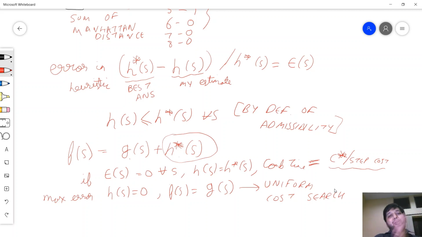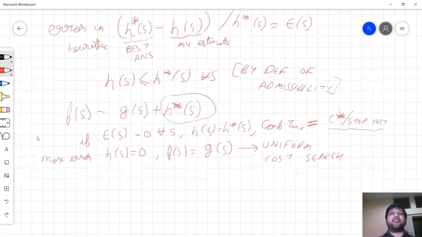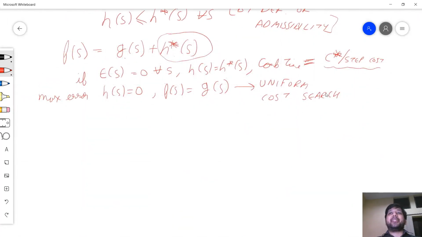So if I've got a zero error, my computation time is C star by epsilon. And of course, if I've got the maximum error, my computation time is what we calculated the last time, which is b to the power of 1 plus C star by epsilon, exponential.